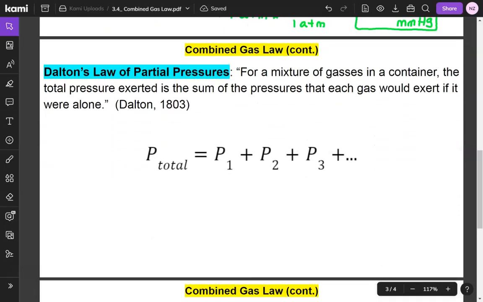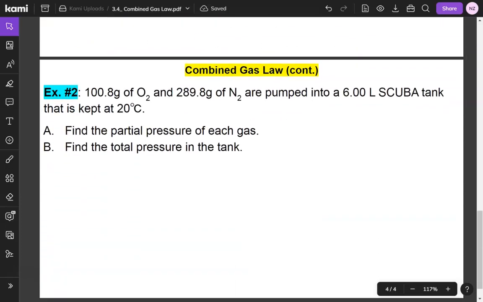Okay, let's move on to Dalton's law of partial pressures. Now, in 1803, Dalton stated, for a mixture of gases in a container, the total pressure exerted is the sum of the pressures that each gas would exert if it were alone. So we sum up all of the pressures, and that equals the total pressure. So let's look at an example where this comes into play.